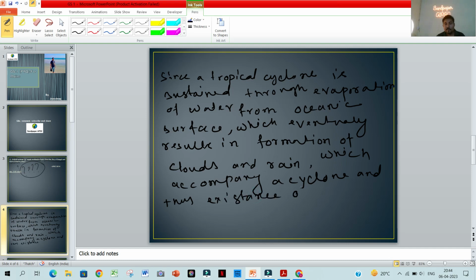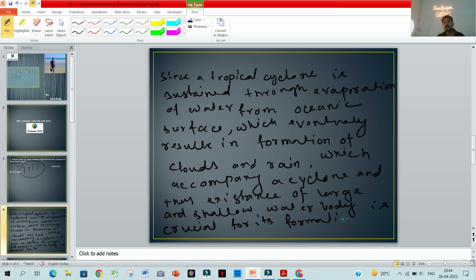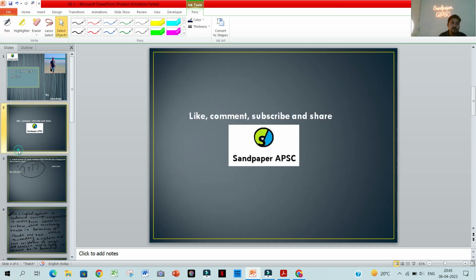the existence of large and shallow water bodies in the area is crucial for the formation of tropical cyclones. So you can make this one point: the existence of large and shallow water bodies is also conducive for the formation of tropical cyclones. With that, I have written the points, and the 150 words are covered.